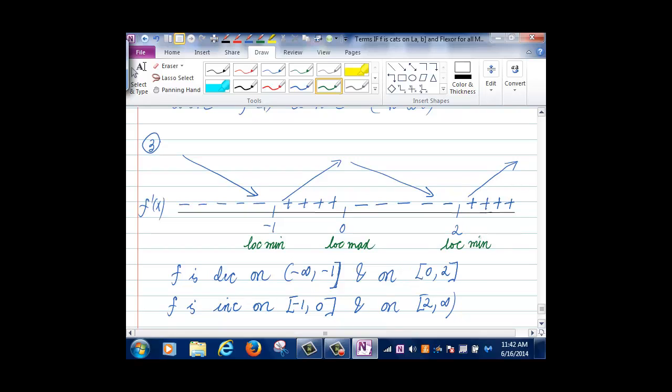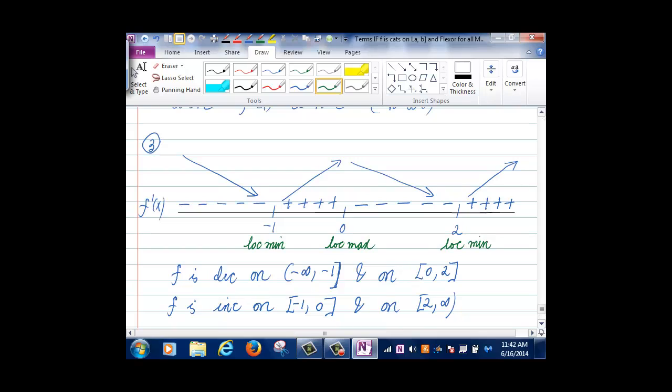Determining the local max and local min in this way is called the first derivative test. So we are determining whether I have a local min or a local max at a critical point, and determining it in this way is called the first derivative test.